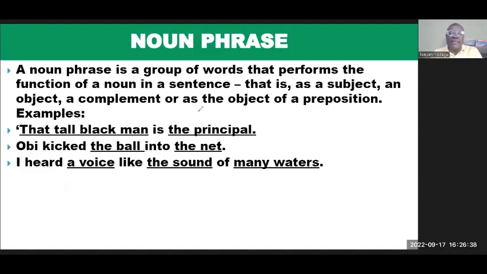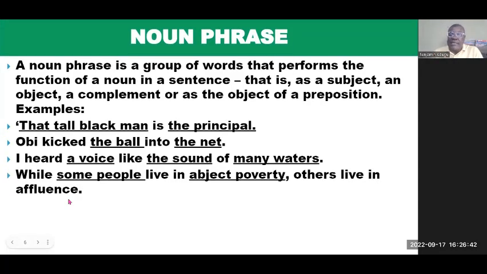Okay, so that's exactly the way it is. And so let's now look at other examples of noun phrases. While some people live in abject poverty, others live in affluence. So the noun phrases here are some people, then abject poverty. Again, here you see some is a determiner and people is a noun. So you have modifier and head word.